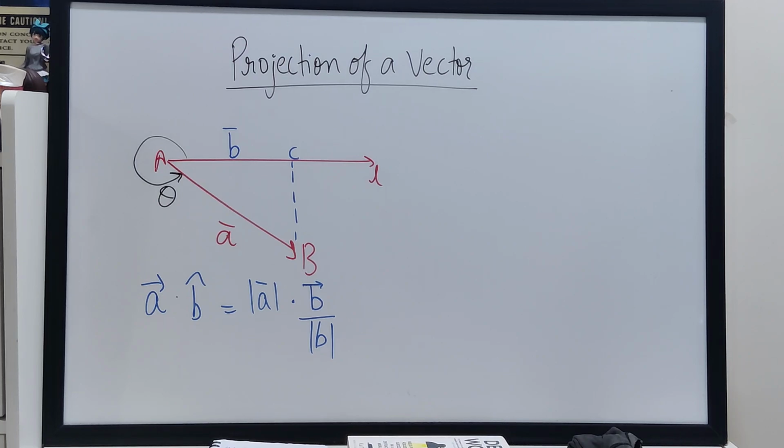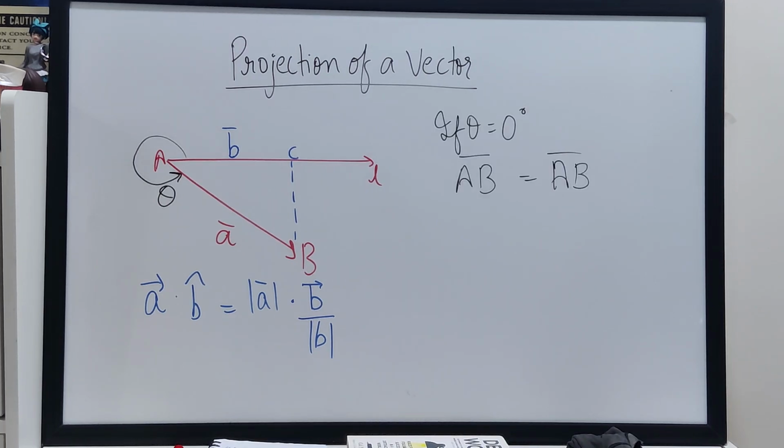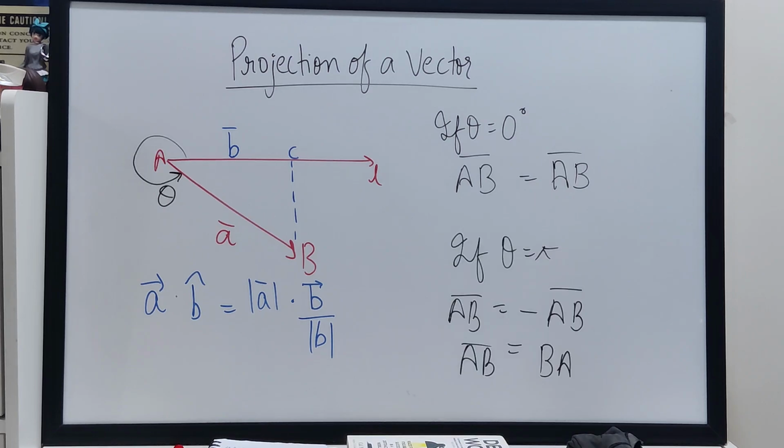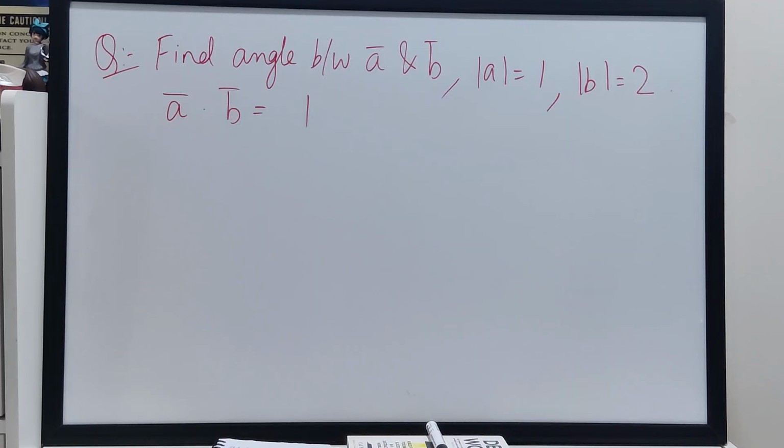If theta is equal to 0 degrees, then the projection of AB will be AB itself, which means it will lie on the same line. If theta is equal to pi, which means 180 degrees, then the projection of AB will be minus AB, which can also be written as BA. Now, let's solve a few questions to make the concept more clear.